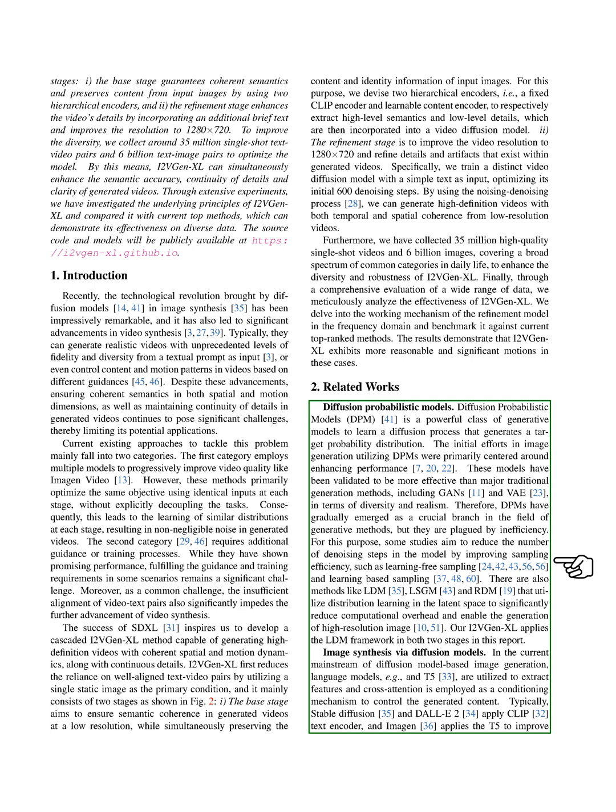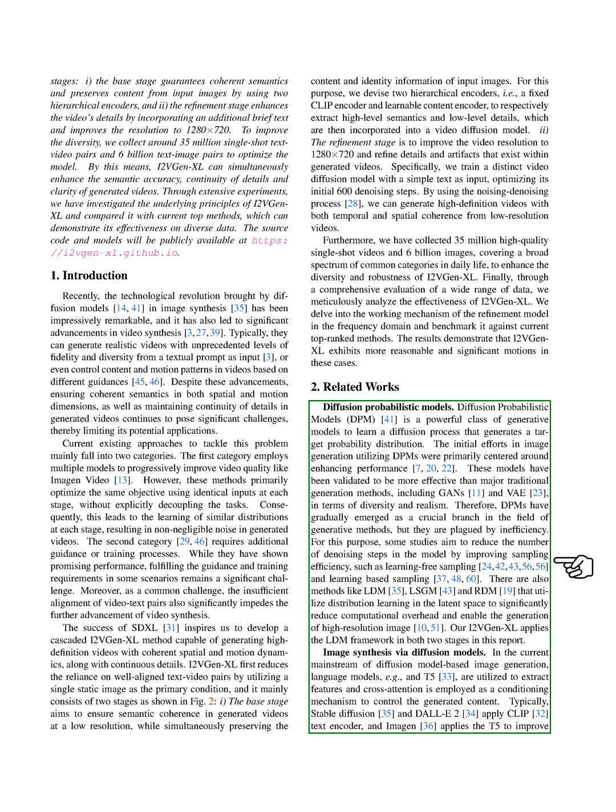Diffusion probabilistic models, DPM, is a powerful class of generative models used to learn a diffusion process that generates a target probability distribution. Initial efforts in image generation using DPMs were primarily focused on enhancing performance. These models have proven to be more effective than major traditional generation methods, such as GANs and VAE, in terms of diversity and realism. However, they are often inefficient. Some studies aim to reduce the number of denoising steps in the model by improving sampling efficiency.